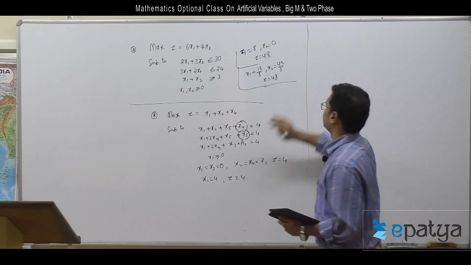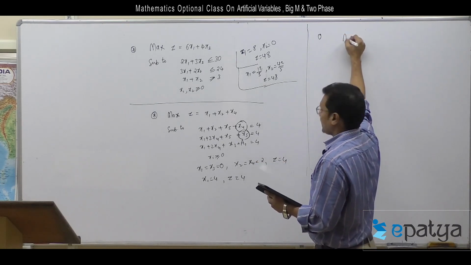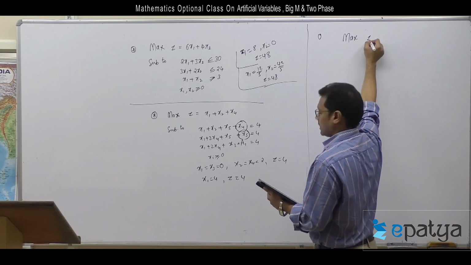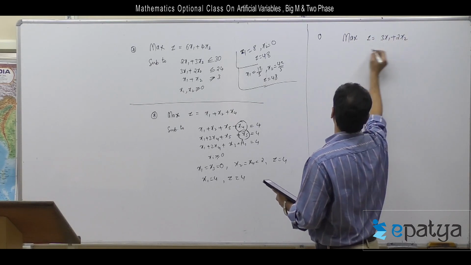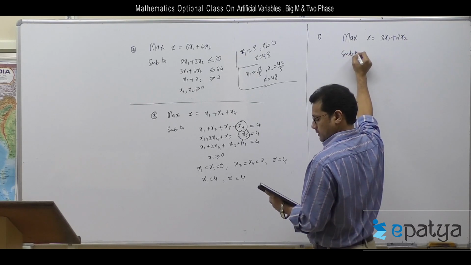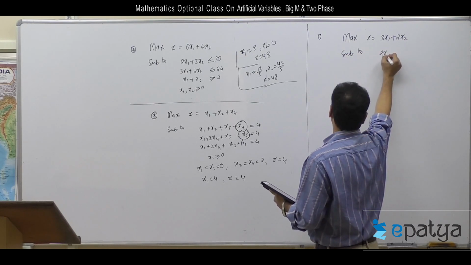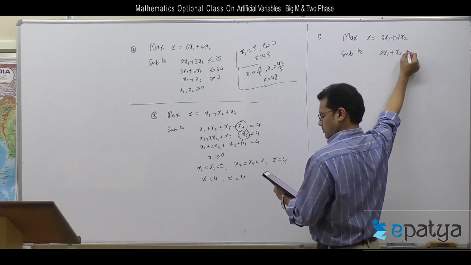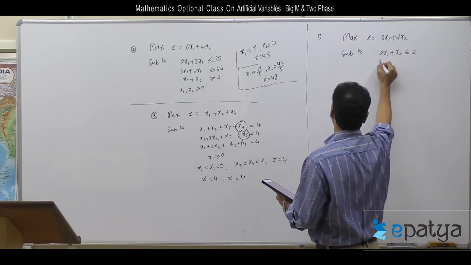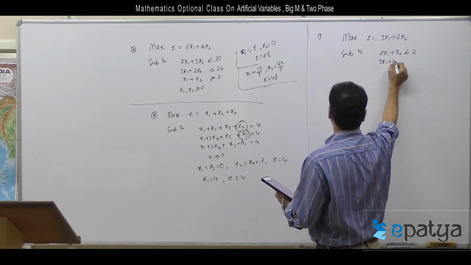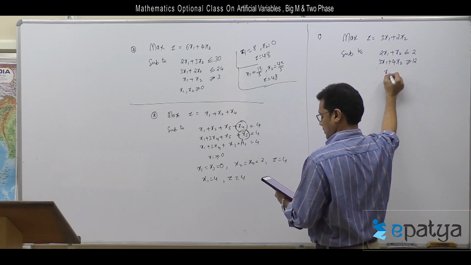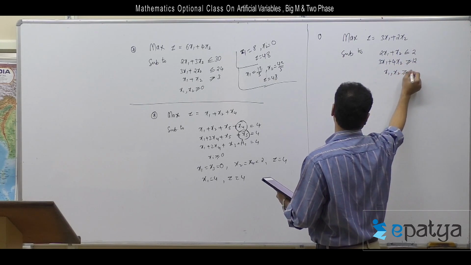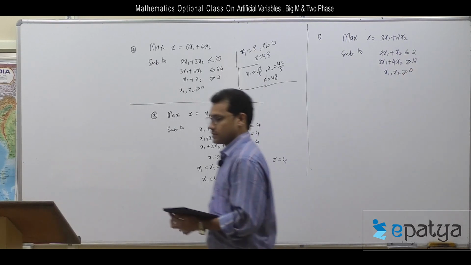Okay, fine. Next question. Maximize z equal to 3x1 plus 2x2 subjected to the constraints 2x1 plus x2 less than or equal to 2, 3x1 plus 4x2 greater than or equal to 12, x1 comma x2 greater than or equal to 0.